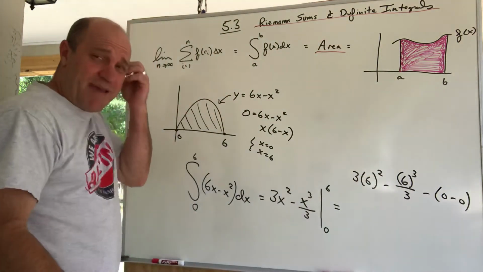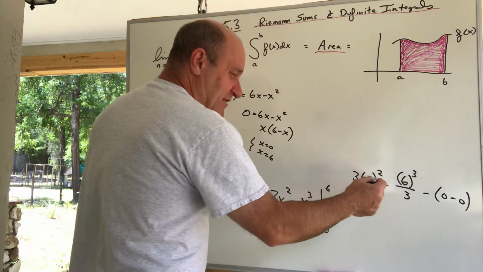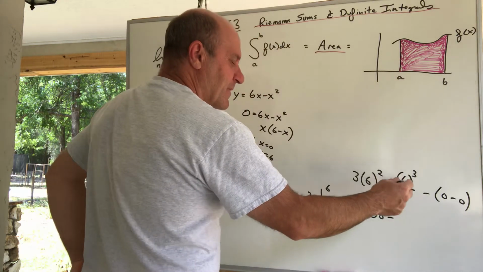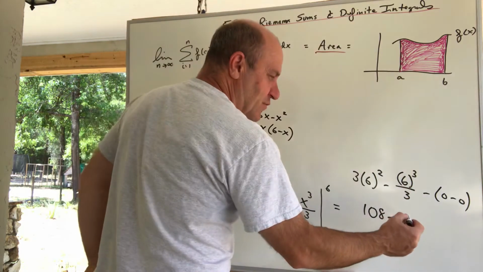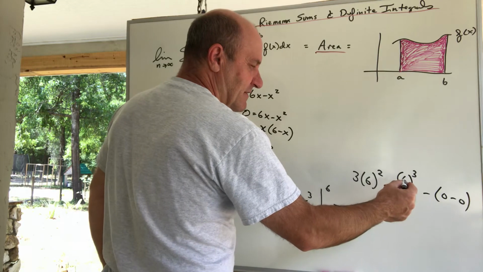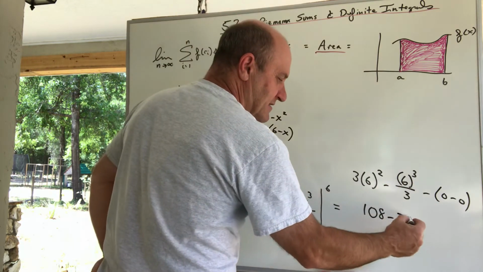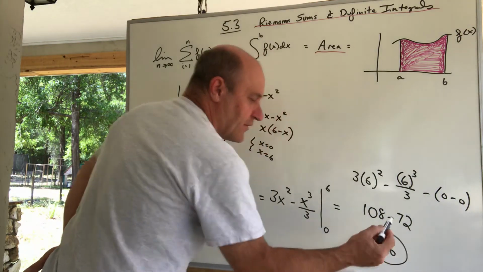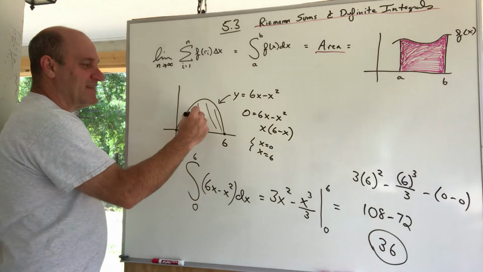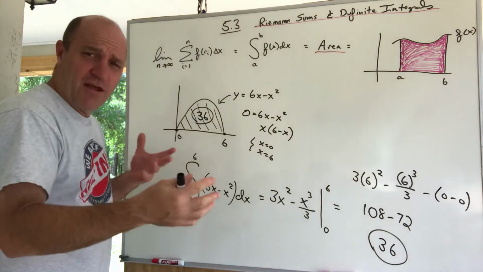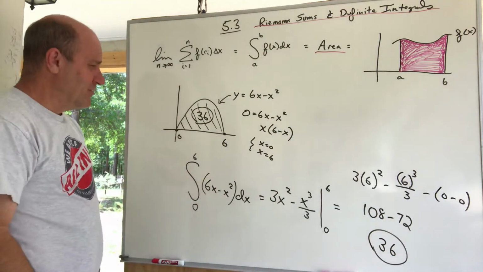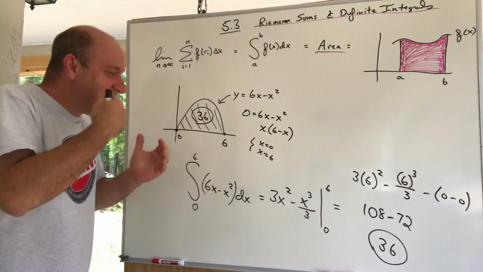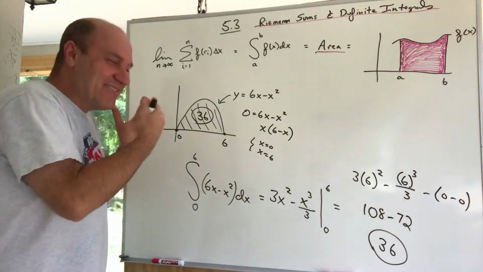So we just have to do some math. 36 times 3 is 108, minus 6 cubed over 3, which is 72. When I subtract that, that's 36. So what's this area? 36. You mean it's kind of close to 36, an estimate? No, dude, that is the exact area. The exact area under the curve is 36.